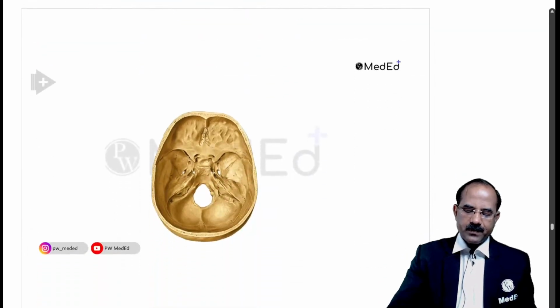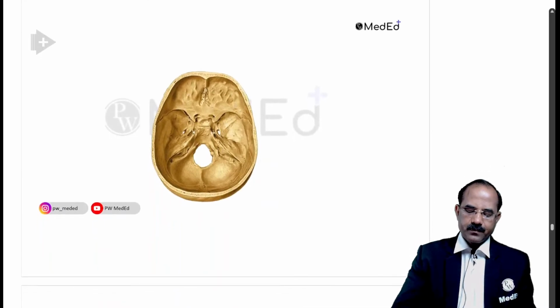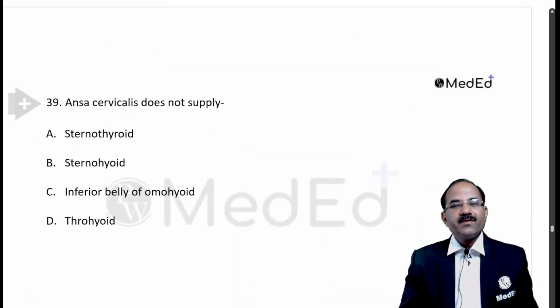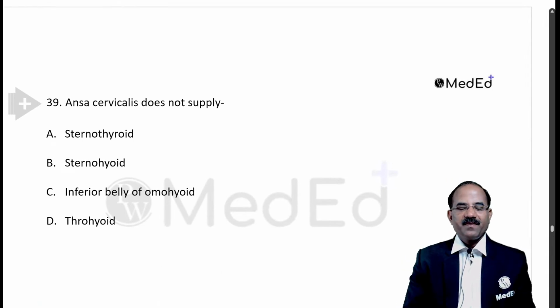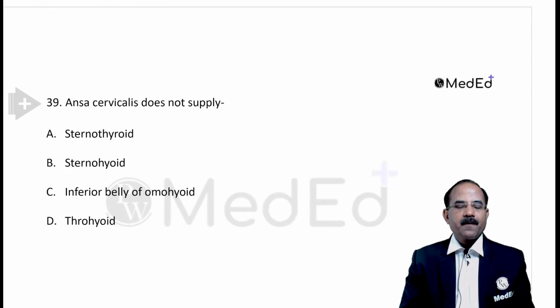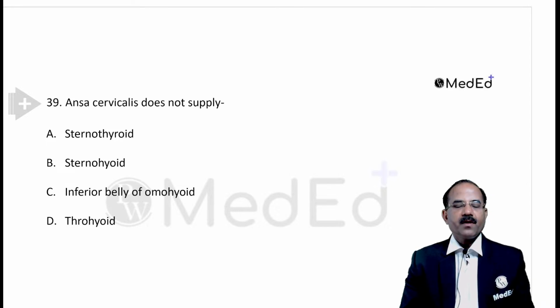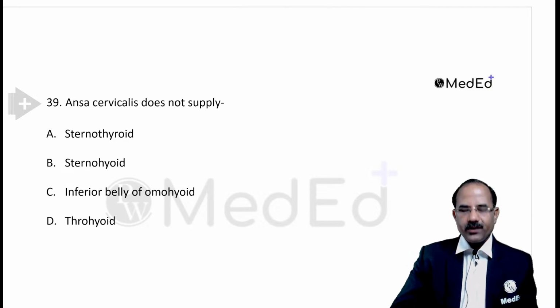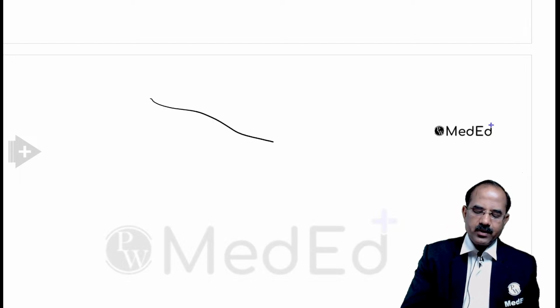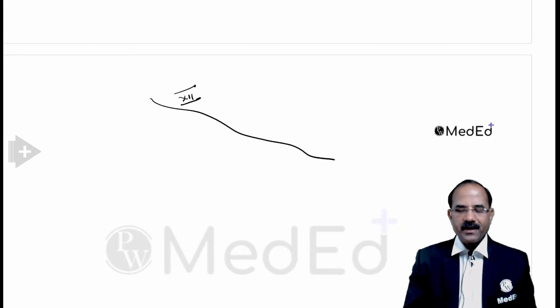Coming to the next MCQ. Ansa cervicalis does not supply. Can anyone answer this? Ansa cervicalis does not supply. I'll draw this for you. Now, which is the nerve which goes to supply the tongue? What is Ansa cervicalis? Just understand. This is the hypoglossal nerve, children. That's the hypoglossal nerve which is going to supply the tongue.